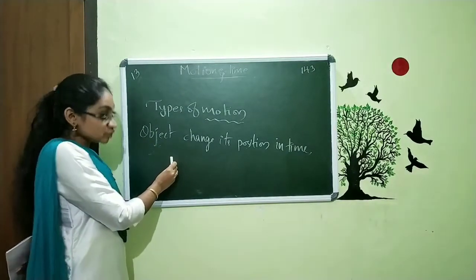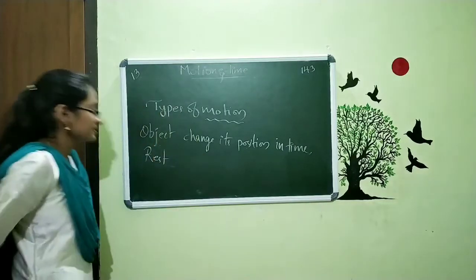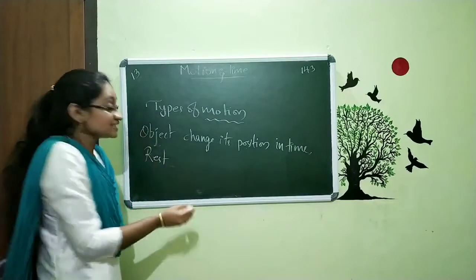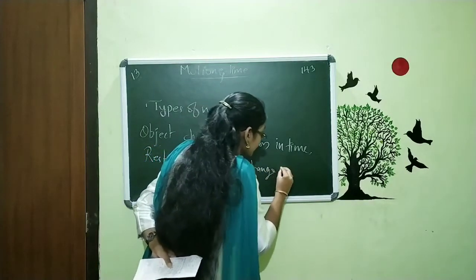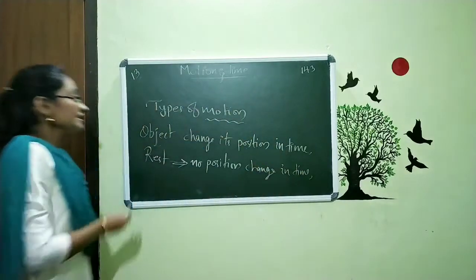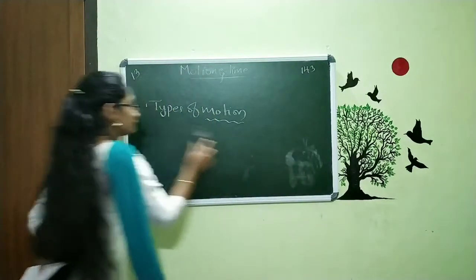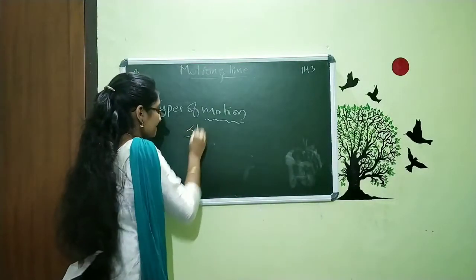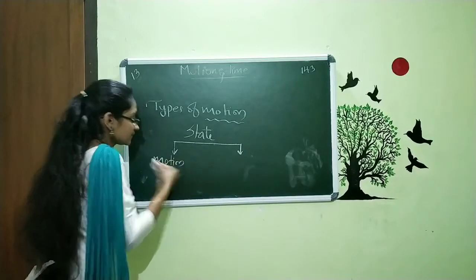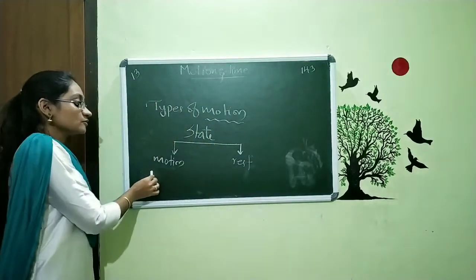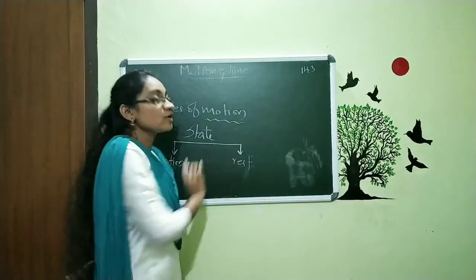And first of all, this object is having no motion, and what do we call it? We call it rest. R-E-S-T, rest. So when the object is having no position change in time, then we can say it is at rest. That is the state of an object. The state of an object is of two types: one is motion and the other is rest. When the object is having a position change with time, then it is in motion. And if there is no position change, then it is called rest.